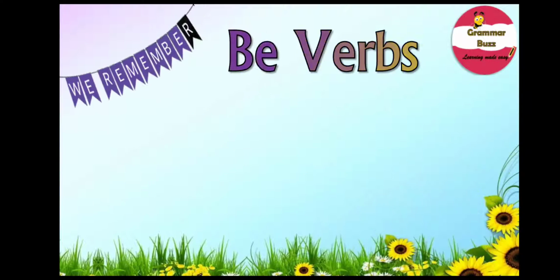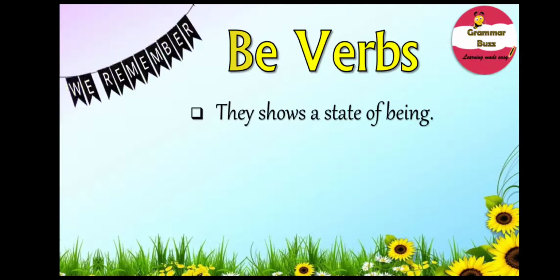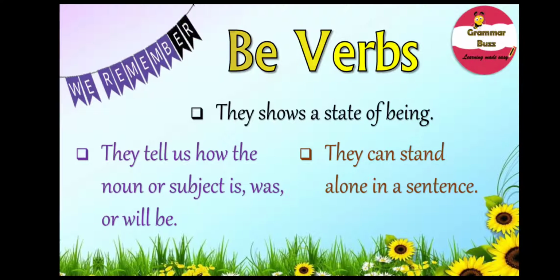But it's time for us to remember certain things. And what are they? Well, be verbs show a state of being. Simple, right? They tell us how the noun or subject is, was, or will be. And they can stand alone in a sentence. So be verbs are verbs that show a state of being.